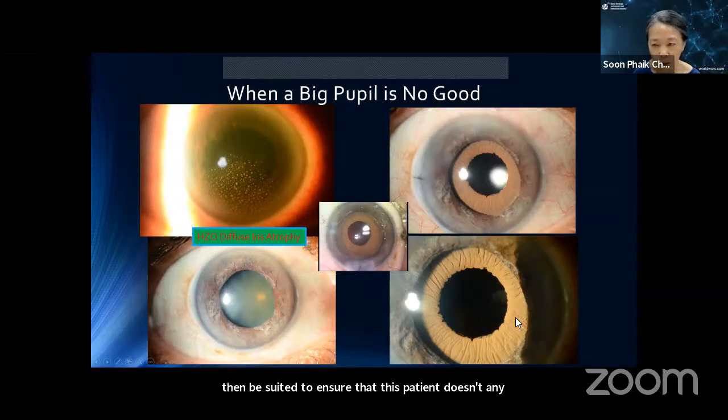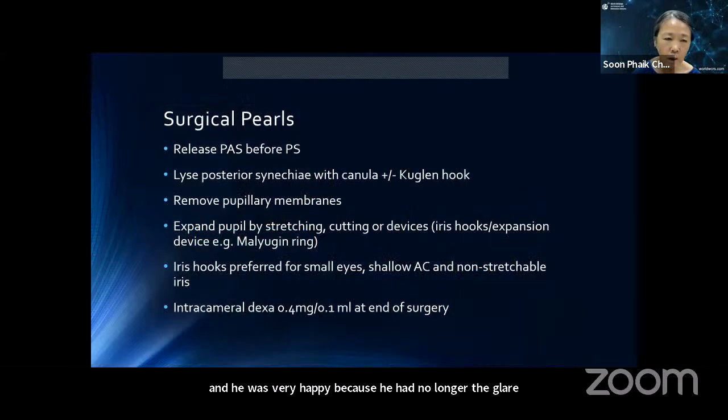And you can see this is his result. And he was very happy because he no longer had the glare and he had no difficulty reading. So these are the surgical pearls I want to leave with you.